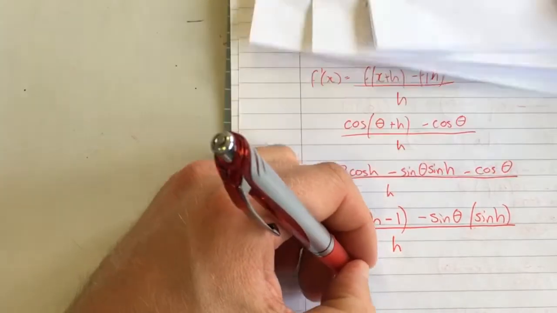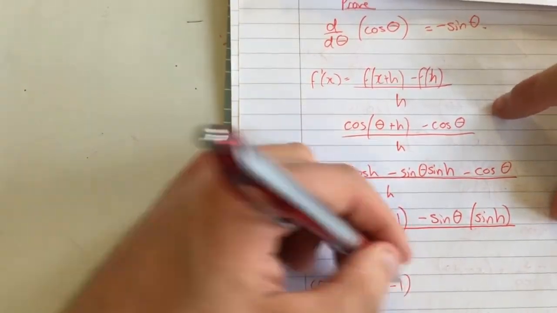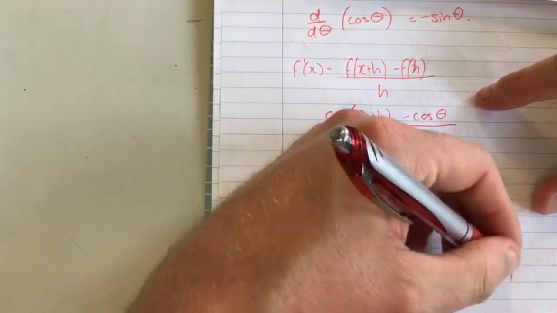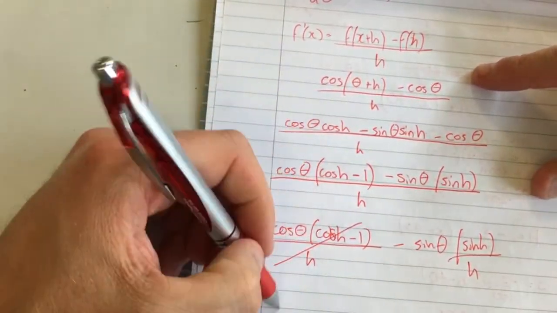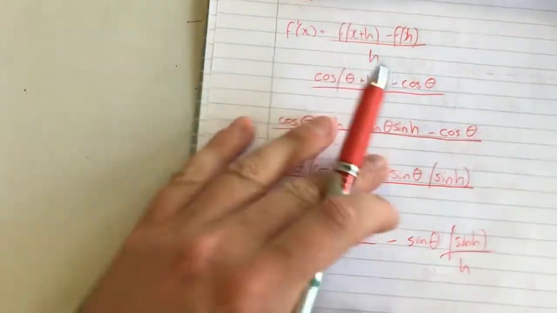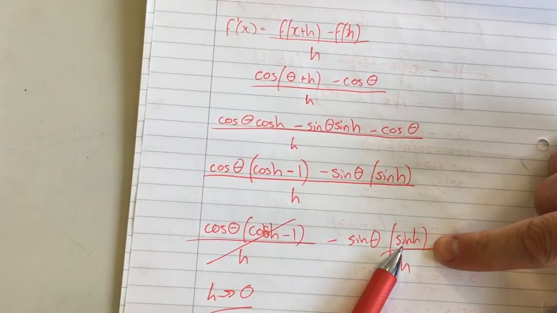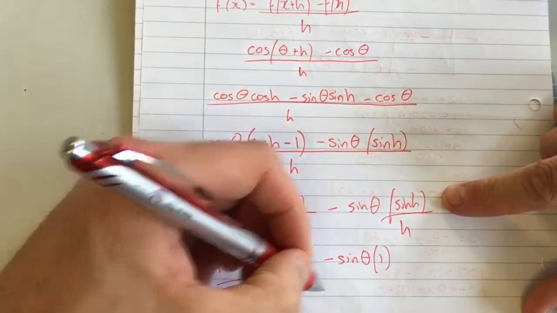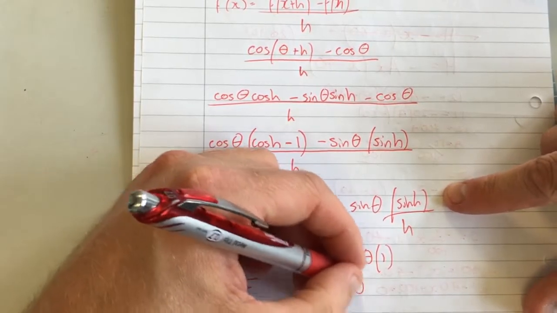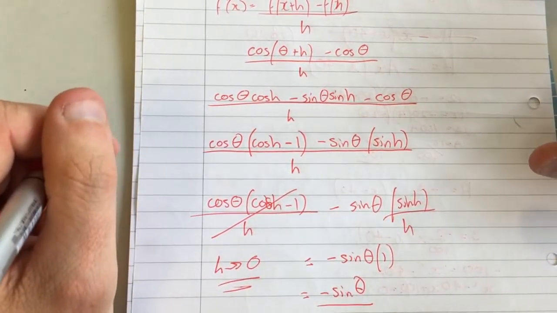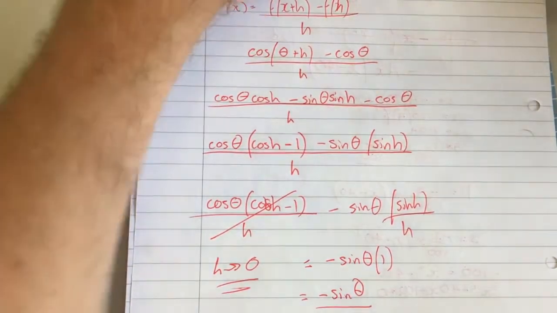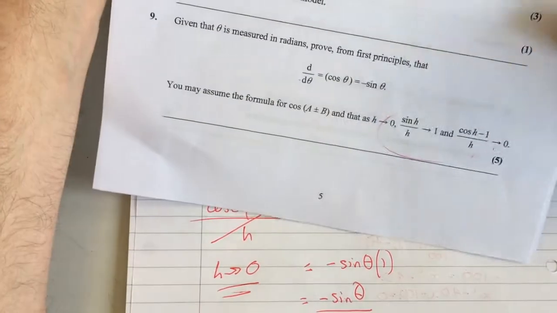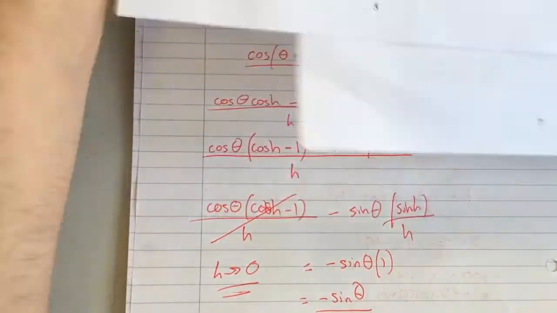To show this properly, split it up into two terms: cos theta times (cos h minus 1) all over h, minus sine theta sine h over h. So that all goes to 0. And this bit, we know sine h over h goes to 1, so this becomes minus sine theta times 1, so it equals minus sine theta. So pretty easy. You don't have to do any of the small angle approximation stuff yourselves. Some of you did, you got the marks anyway, but you ought to use what they give you. They haven't done that for no reason.